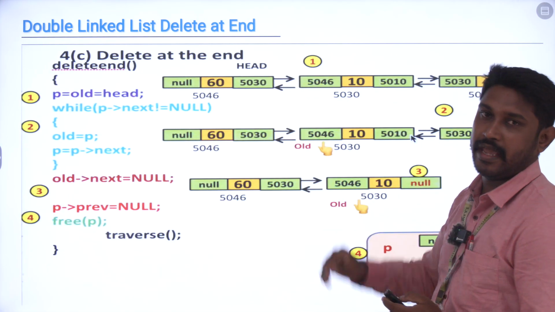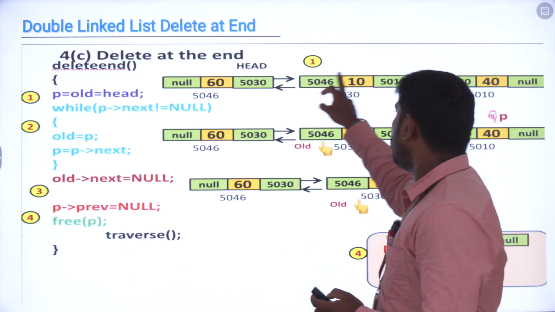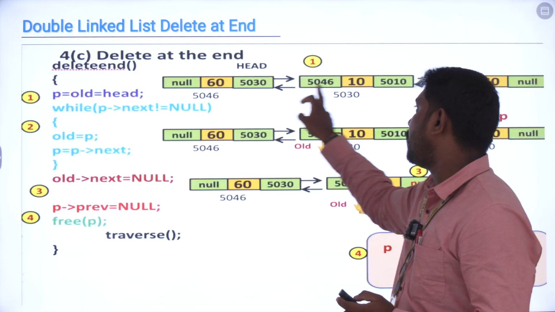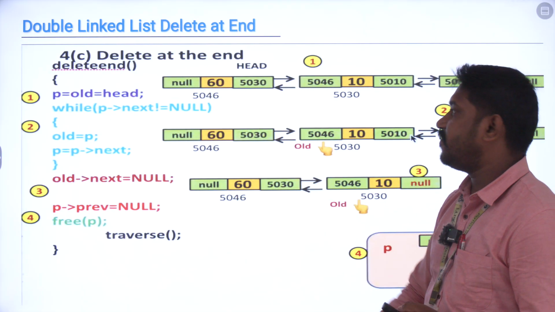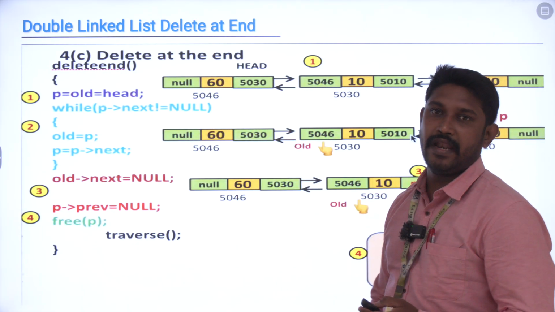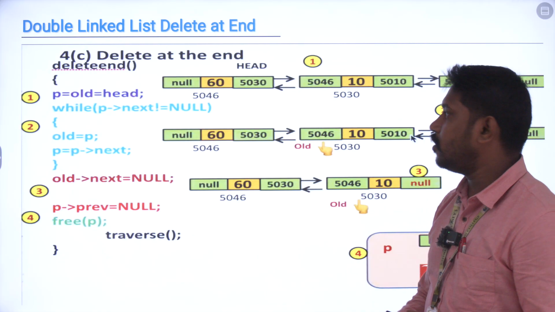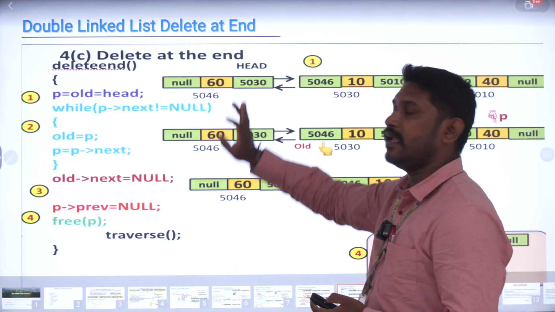So I am going to take 3 nodes: node 60, node 10 and node 40. Each node value will be stored under a particular address. The first node will be pointing to the head node, and the same thing we are going to assign to the P node also. So this is the P node and this is also the head node.